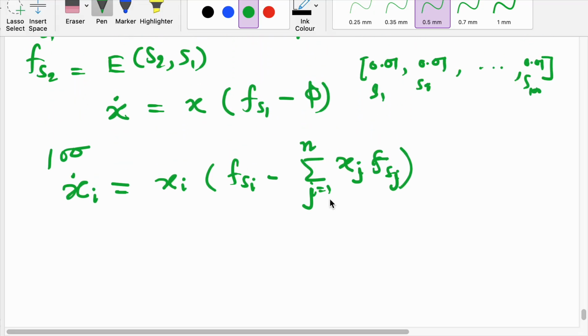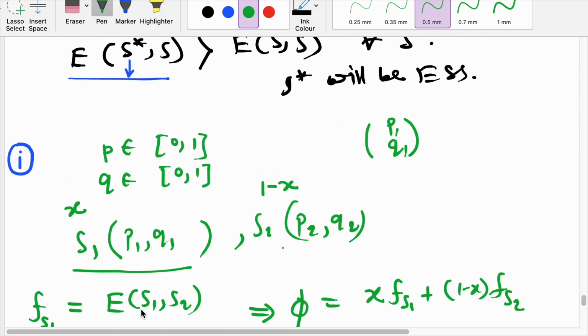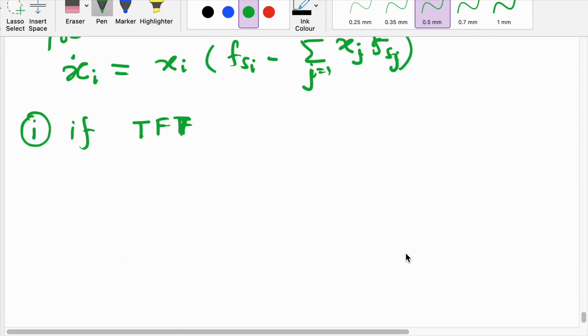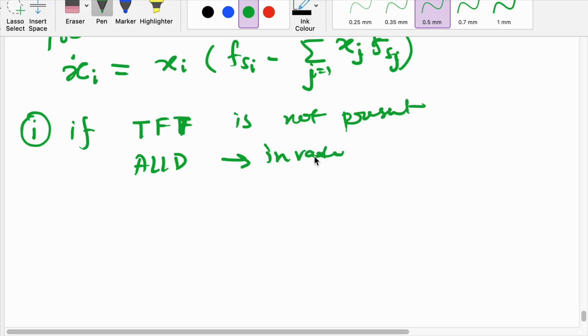One thing you will find is that if there is no TFT-like strategy, if among these 100 strategies in the P and Q space none is close to TFT, then all D will invade the population. You will see that the population in the long run will adapt to all D, meaning all the individuals will become all D. That is the first case.